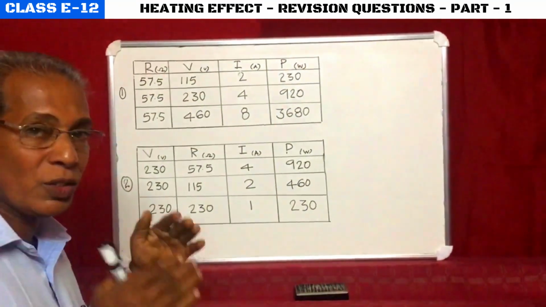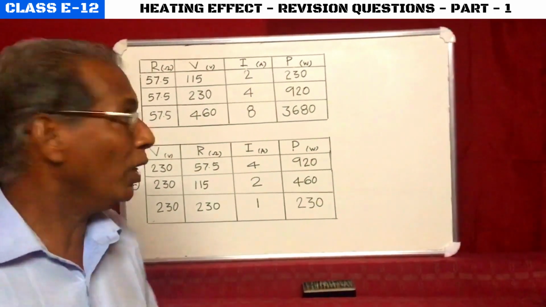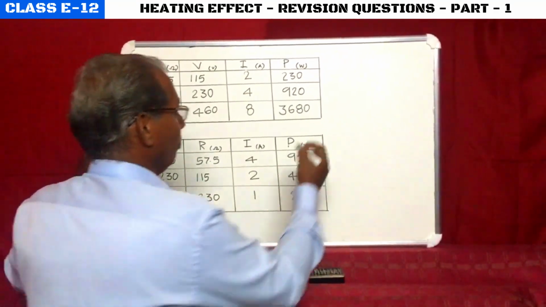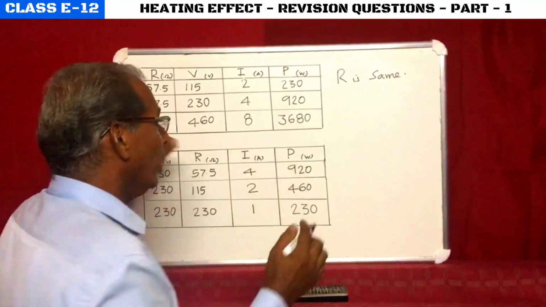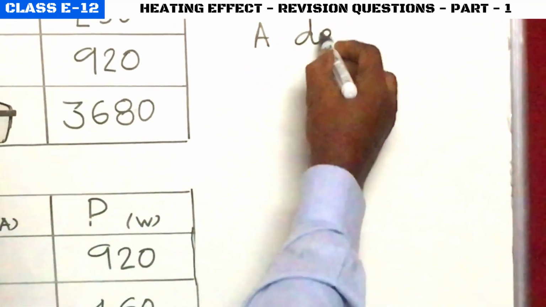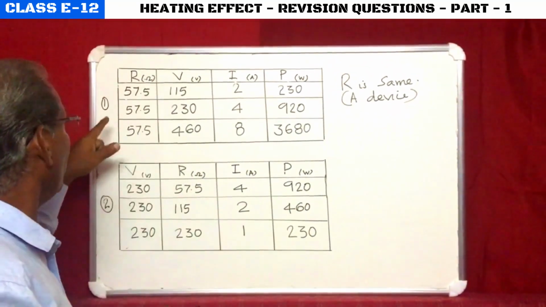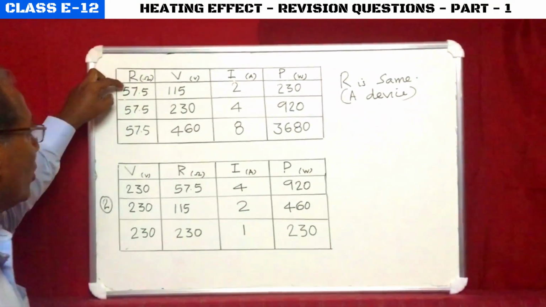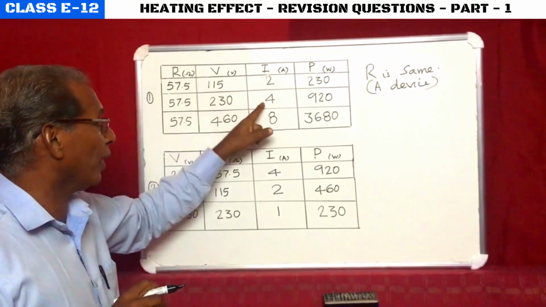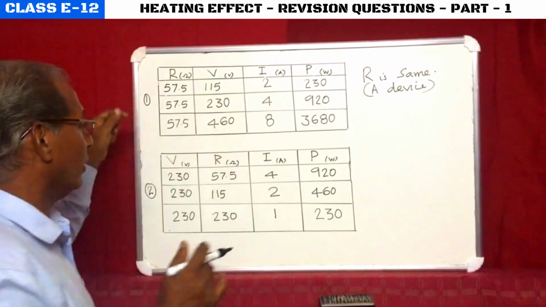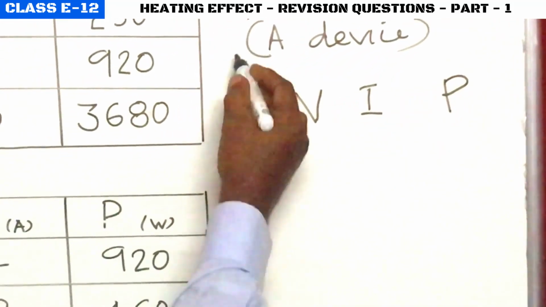Now let us see this only to get some idea about the device as well as the voltage. Now look at this table. Here R is the same. If R is the same, we are talking about a particular device. Resistance is the same means the device is the same. Now for that particular device having resistance 57.5, if voltage is 115, current is 2, and for 230 current is 4, and for 460 current is 8. So we can correlate V, I and P for the same R.